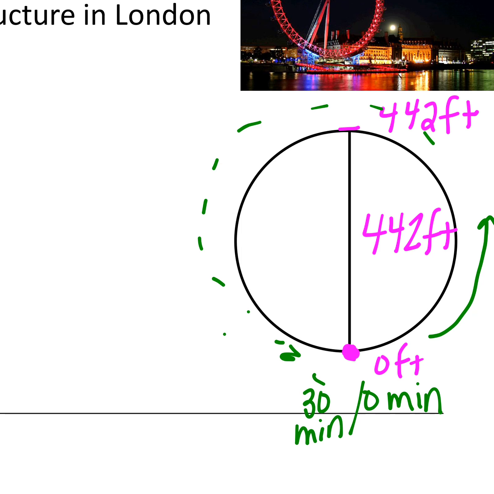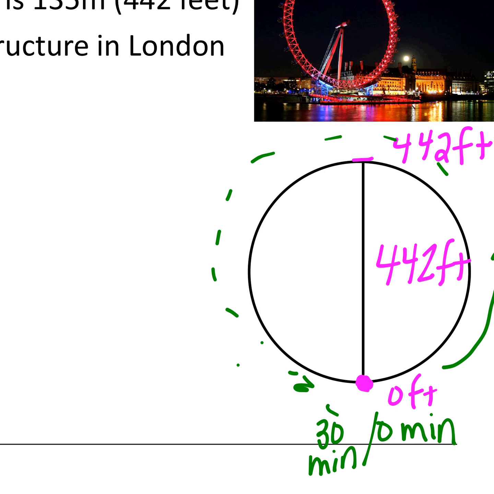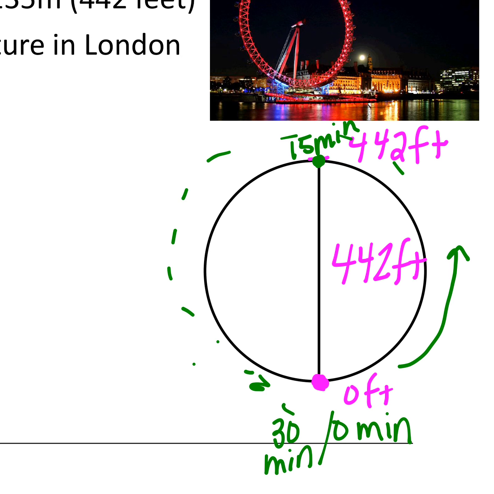But let's assume that we don't know that yet. Okay, so if I get to the very top of the Ferris wheel right here, if it takes 30 minutes to go around the whole thing, how long does it take to get to the very top? Well, hopefully you would say it takes half the amount of time. So we're at 15 minutes. Okay, so then if I had to get to right here, halfway to the top, what would it be? Well, that would be 7.5 minutes.